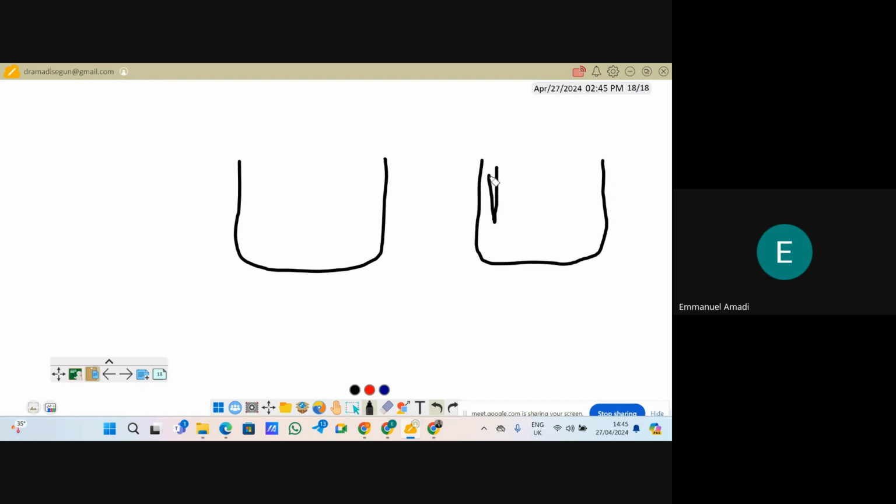Now, the difference between these two cardiomyopathies is in terms of the ventricular cavity. In dilated cardiomyopathy, the ventricular cavity becomes dilated, the size increases more than what you have in a normal heart. Whereas in a hypertrophic cardiomyopathy, the size of the ventricular cavity decreases. So the cavity size decreases. This is hypertrophic. This is dilated.